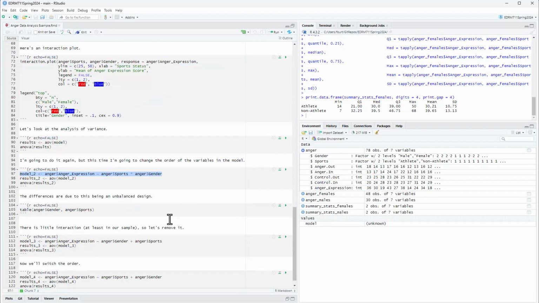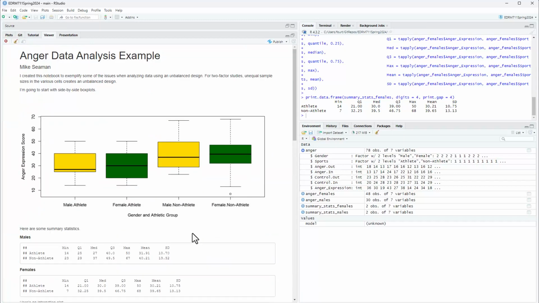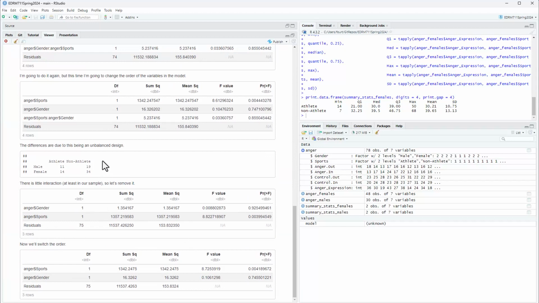What I did here is I used the table command in order to see what the frequencies are. And if you look at the frequencies, you see what we read in the description of the data, that there's 11 male athletes and 19 non-athletes, 14 female athletes, and 34 non-athletes. This is known as an unbalanced design.